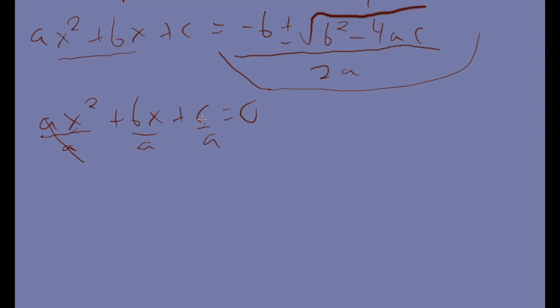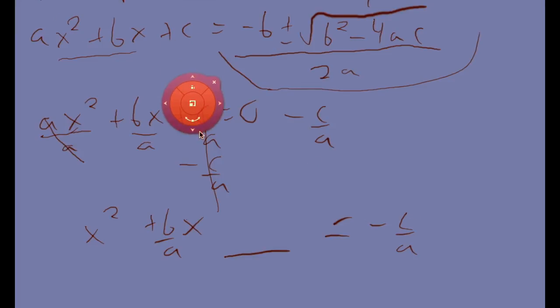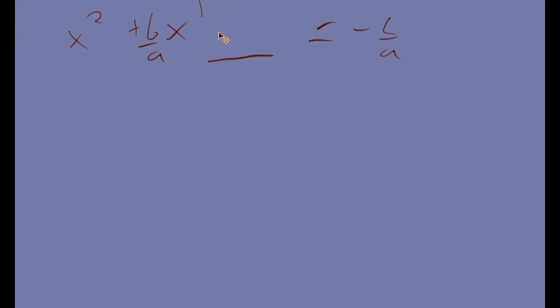Now we want to get this c over a on the other side of the equation, and so we just want to subtract it. Those cancel out. If you subtract on this side of the equation, or on the equal sign, then you have to subtract on this side. So we get c over a. Now we got a little bit clearer. So there we go, x squared plus b over a x. And then we got a space here, and that's going to be for completing the square. And then equals negative c over a. I'm gonna give us some more room.